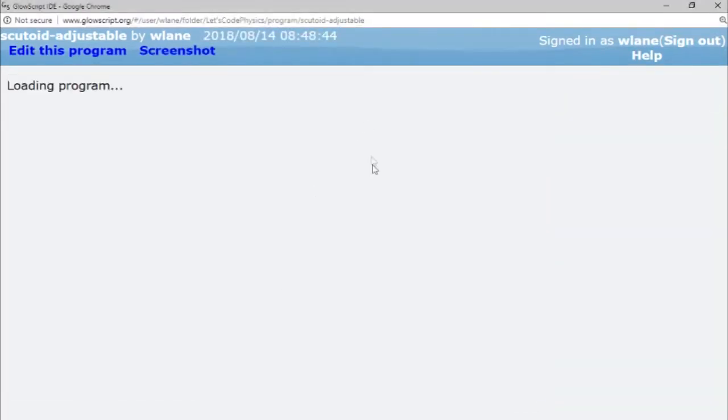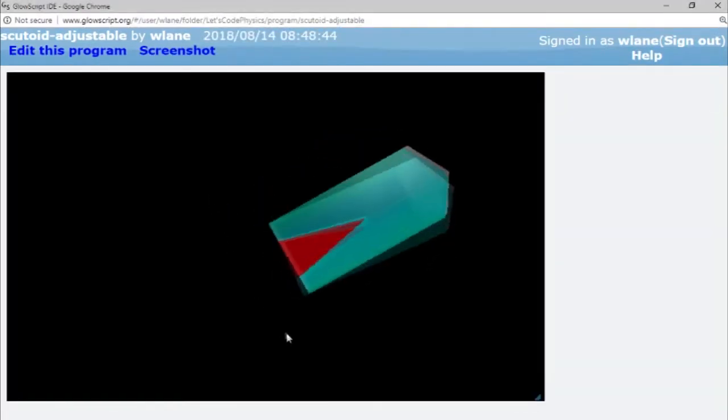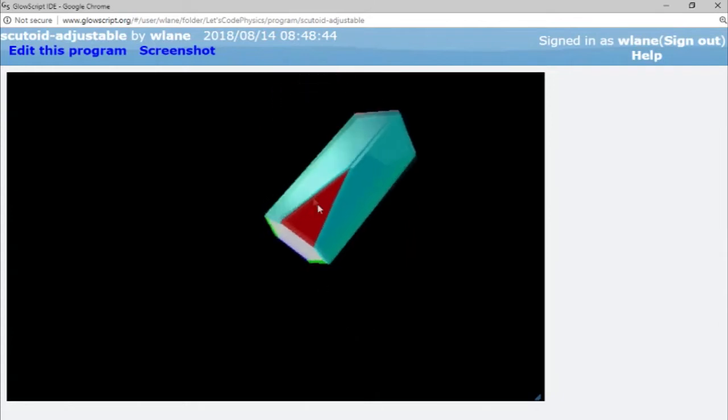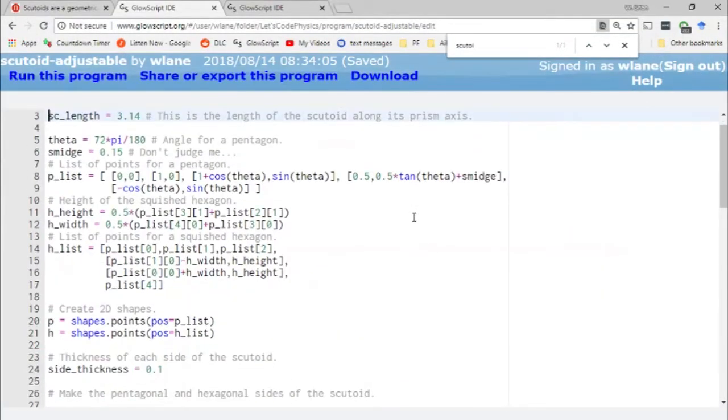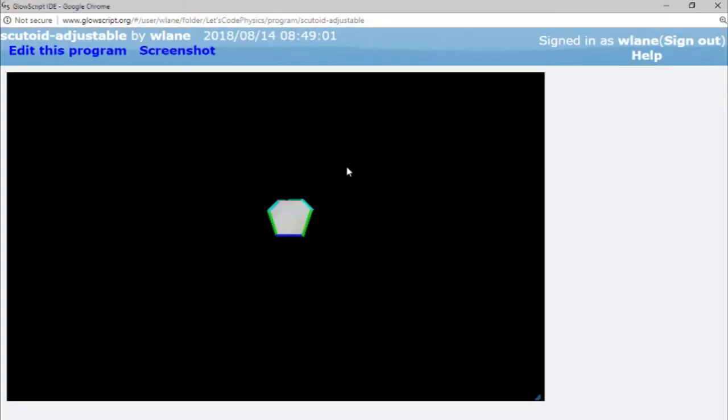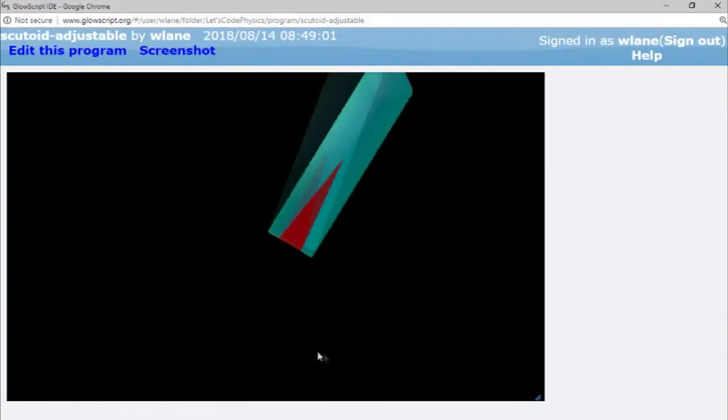Control 2. And there you have it, folks. We've got a scutoid of length pi. That worked out. Let's try 2 pi. 6.28. Actually, let's make it for real. 2 times pi. There we go. And there we have it. We have a scutoid that works.